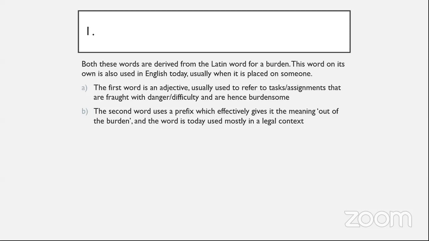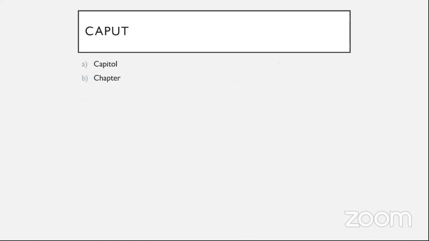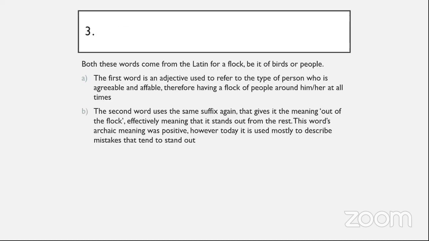So for the first pair, what are the two words? Is it onerous and honest? It is onerous, but the second word is not honest. It is onerous and exonerate. So out of the burden, ex is out. So onerous and exonerate. Second pair: capital and chapter. Yes, this is capital and chapter. And the third one: no good guess. So this is gregarious and egregious. Egregious error.